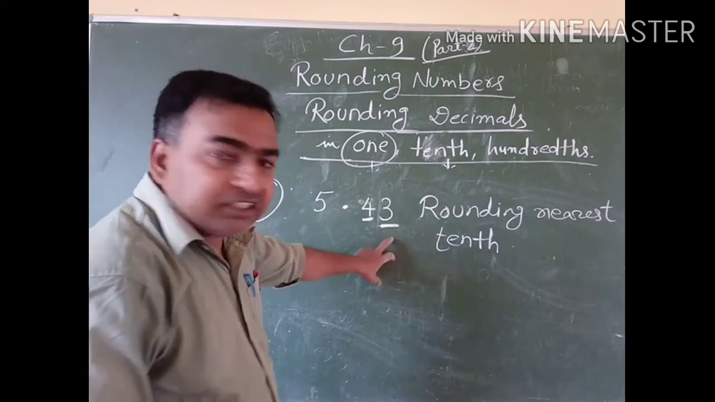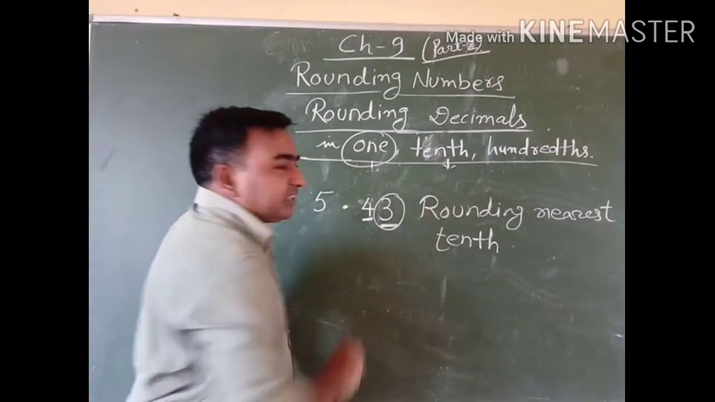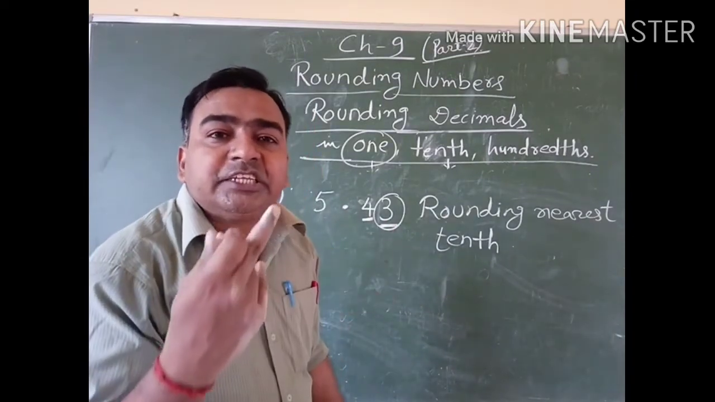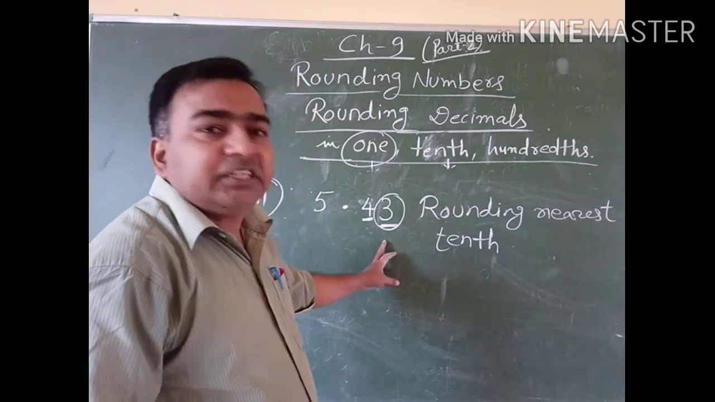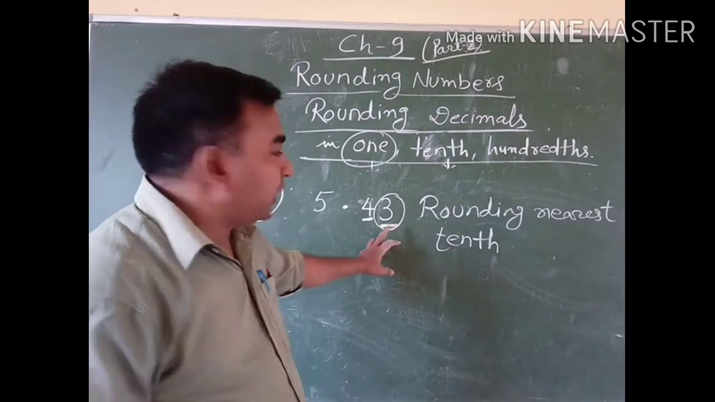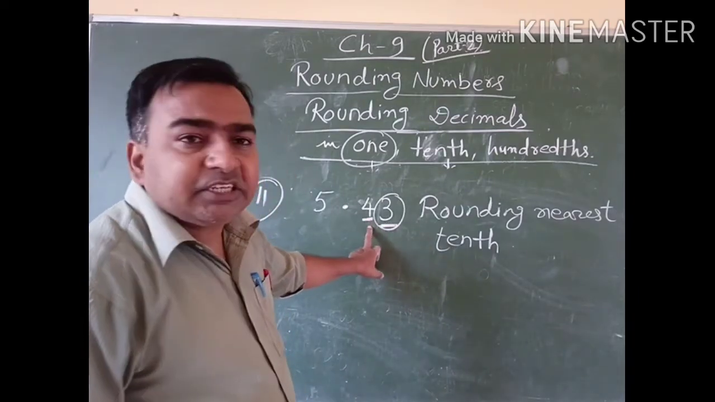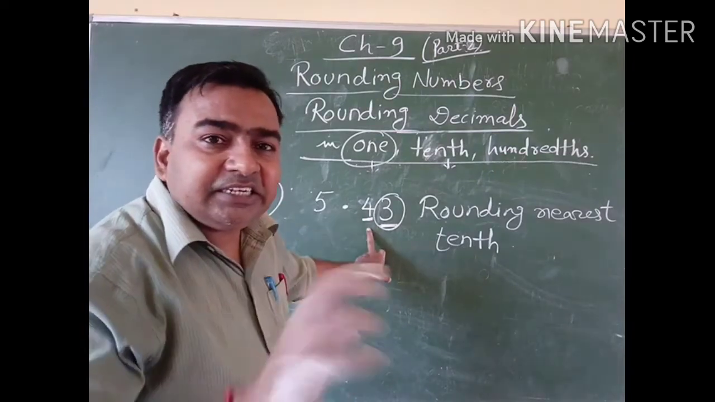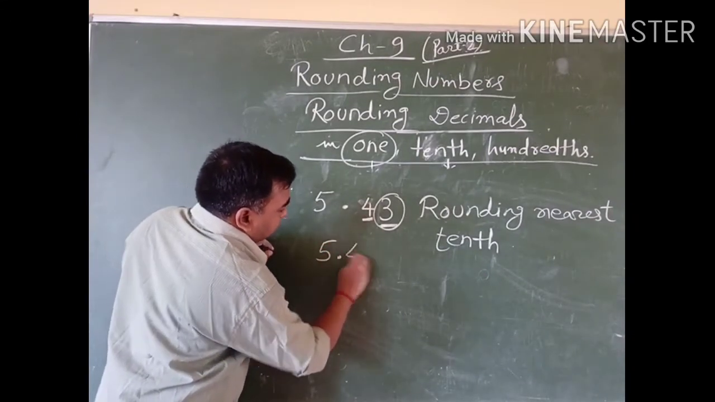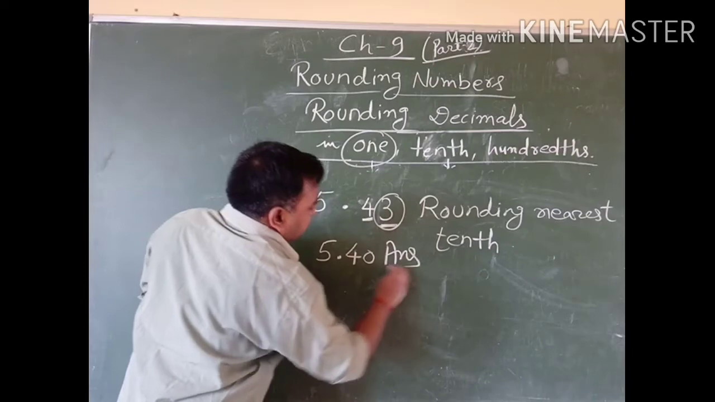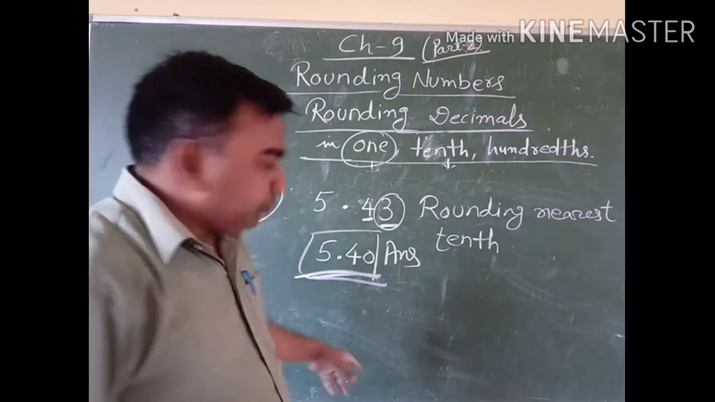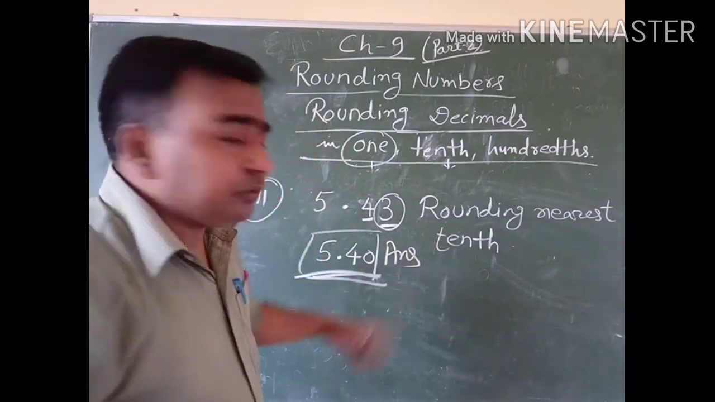The second decimal number is this 3. You can see that this 3 is less than 5. So this 3 is replaced by 0, and this 10th place number 4 stays as it is. So what is the answer? 5.40. This is our answer, 5.40.